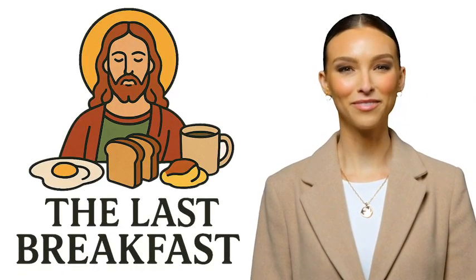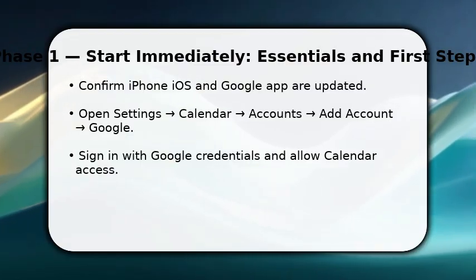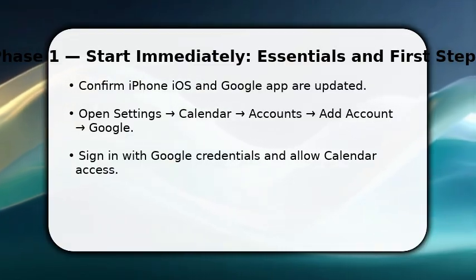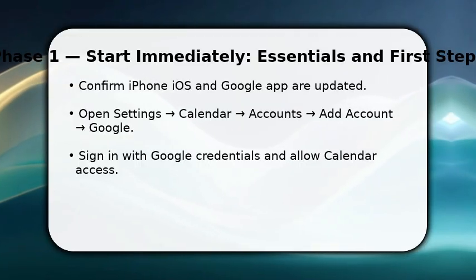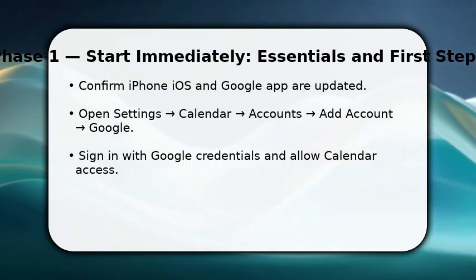Please enjoy the video. You begin by preparing. Make sure your iPhone is online and iOS is current, and that you know your Google email and password. Once ready, open Settings, tap Calendar, then Accounts, choose Add Account and select Google.